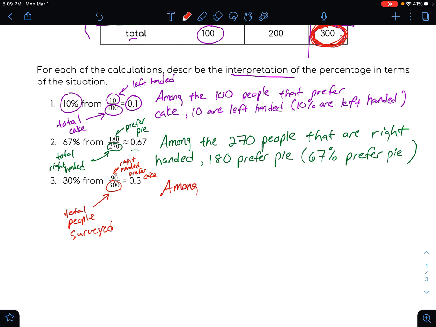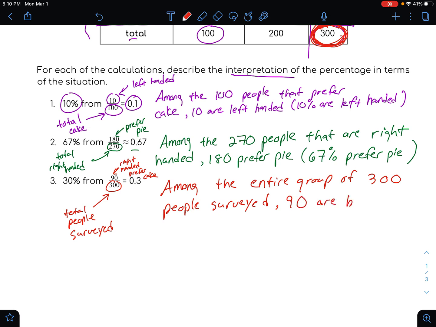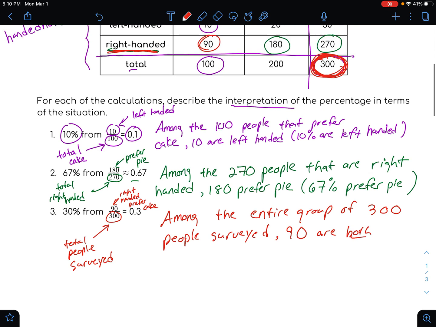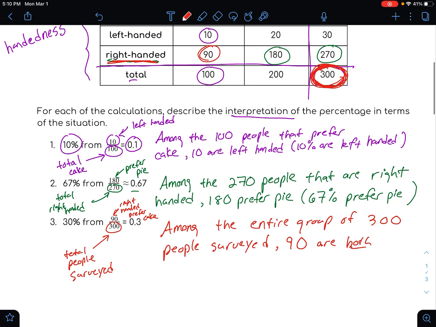So among the entire group of 300 people surveyed, because that's where the 300 comes from. That's who we're surveying from in this case. That's the 300 representation. 90 are both, in this case, right-handed and prefer cake.